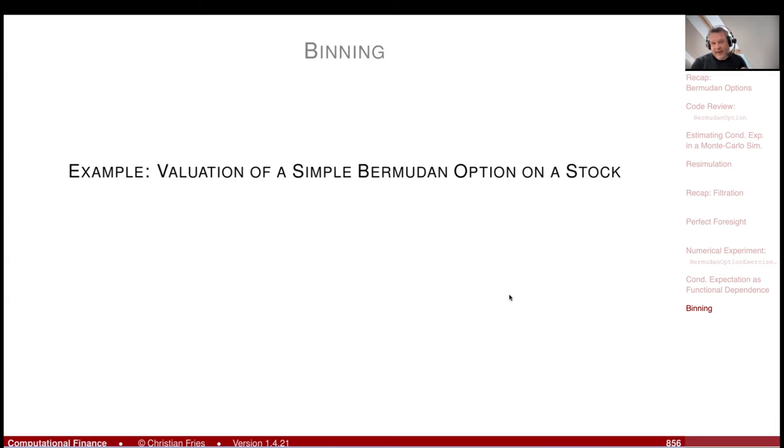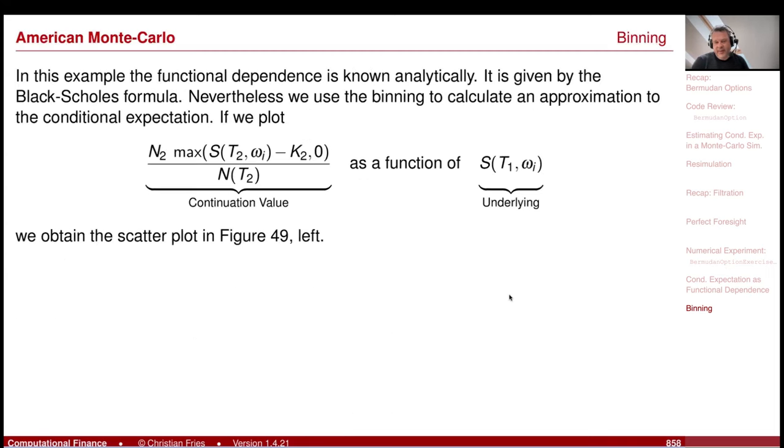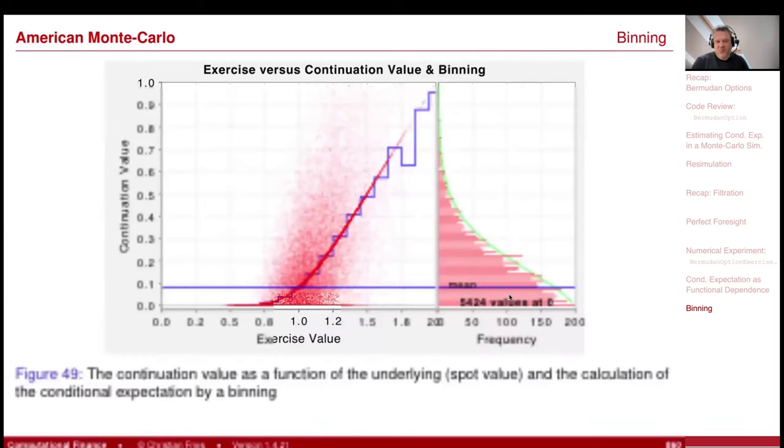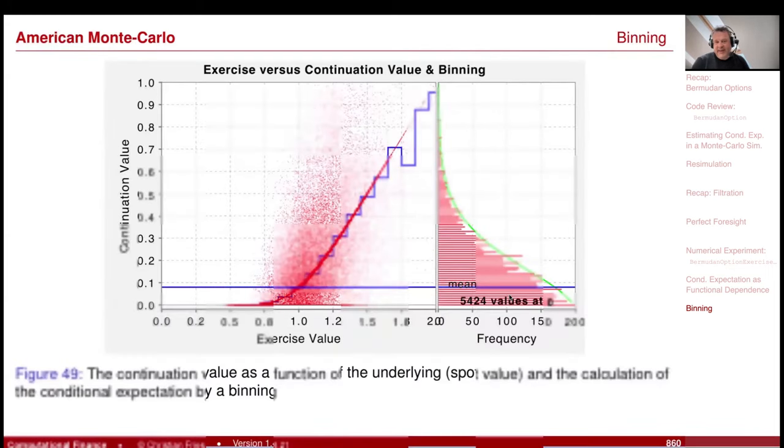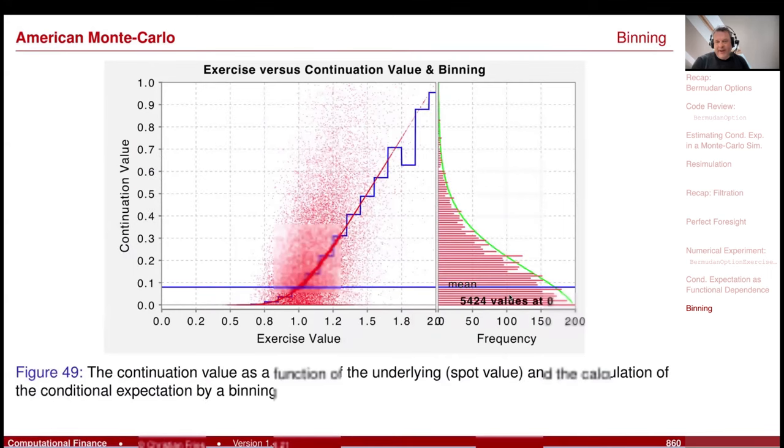Okay, so let's study this again for our simple Bermudan option on a stock, but let's do that in the next session. This will then be the figure. You see that now instead of my Black-Scholes formula, I have a piecewise constant approximation. So I have these guys here that approximate the conditional expectation, but note that we need the conditional expectation only in the decision, and a small error in the decision is not such a big problem. That was it for today.